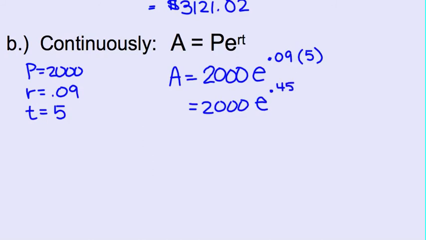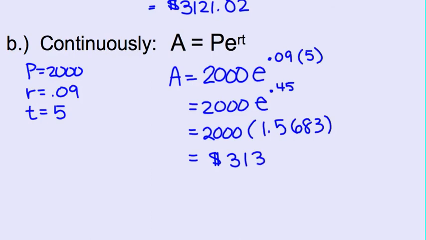Now we do our exponential piece. Second e, 0.45. I'll leave the 2,000 alone. And what you should get when you say e to the 0.45 is approximately 1.5683. I'm going to leave that in my calculator. I'm going to multiply it by 2,000. And I get $3,136.62.